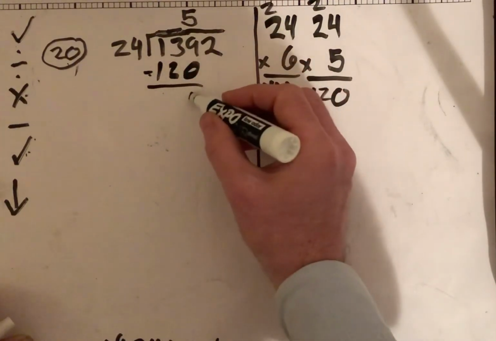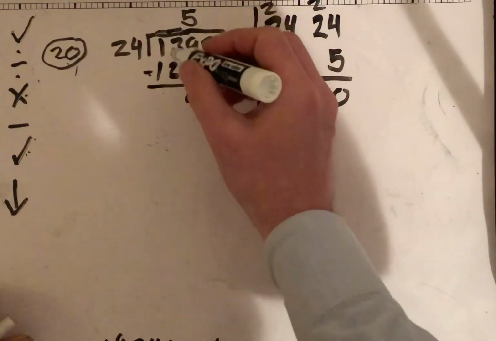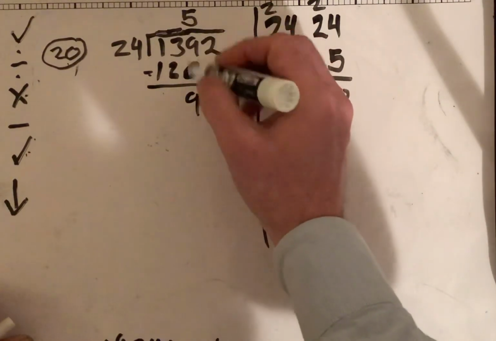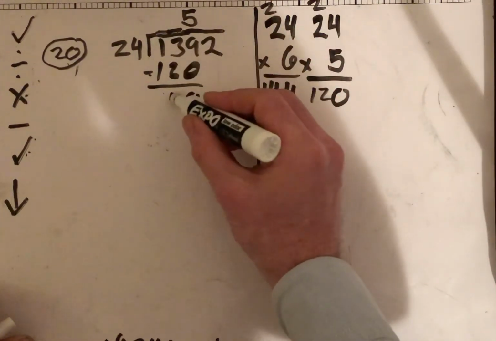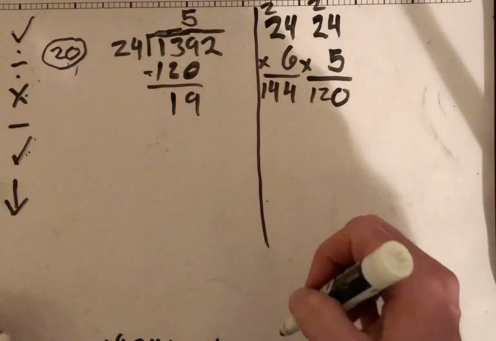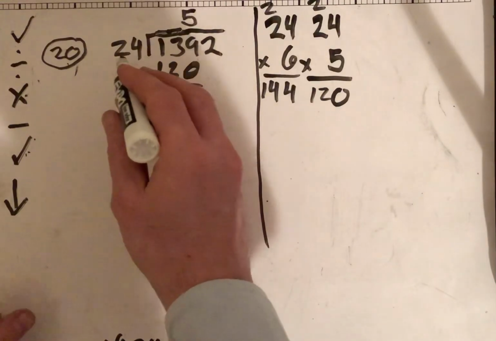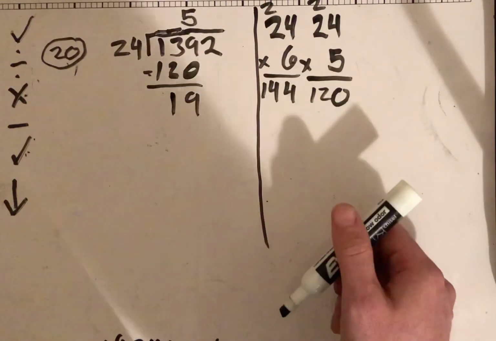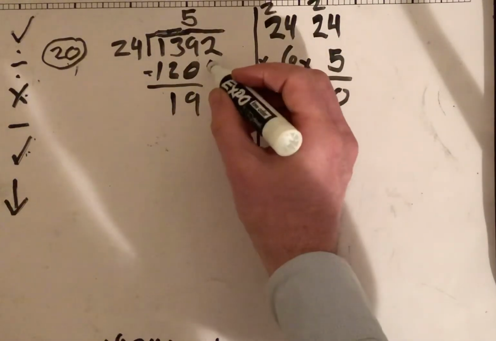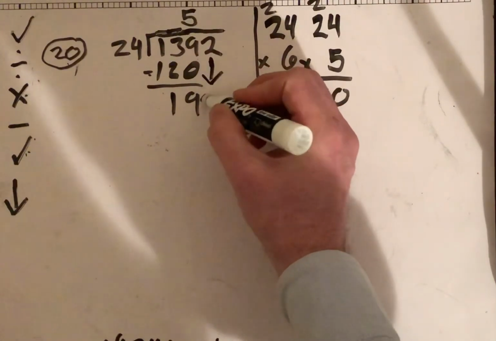9 minus 0 is 9. 3 minus 2 is 1. 1 minus 1 is 0. And I'm going to check. And I'm going to check using my divisor. 24 cannot fit into 19. So I'm going to bring my 2 down.